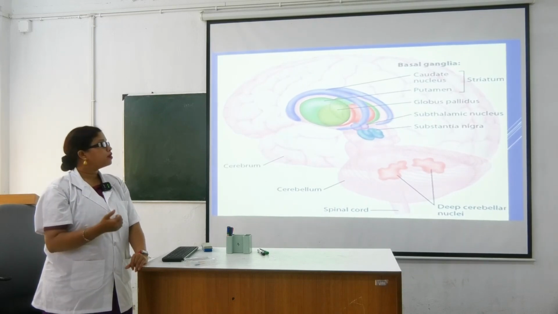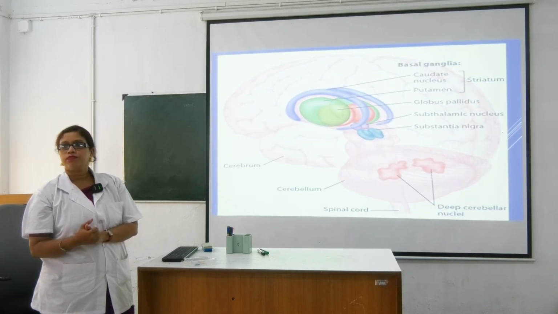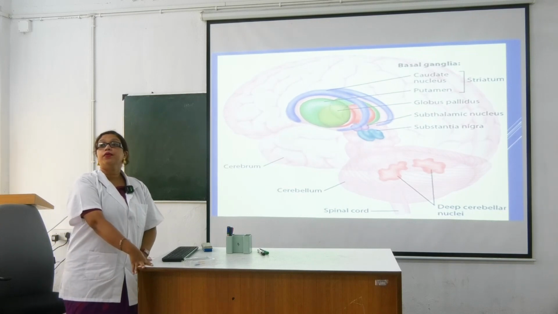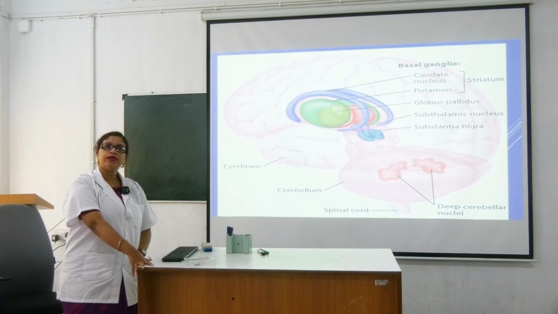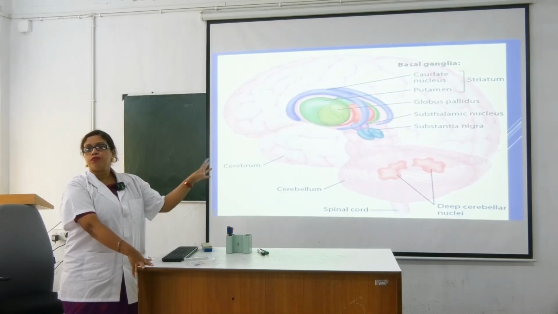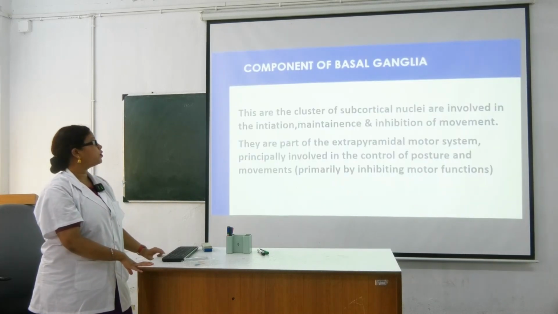Okay, so what about the substantia nigra? Where will you get it? Substantia nigra টা কোথায় পাওয়া যাবে? At the midbrain. Okay, তার মানে এটা কোথায় পাওয়া যাচ্ছে? Brainstem এ। Remaining all could be found within the cortex of the cerebrum. Okay, this thing you have to remember.